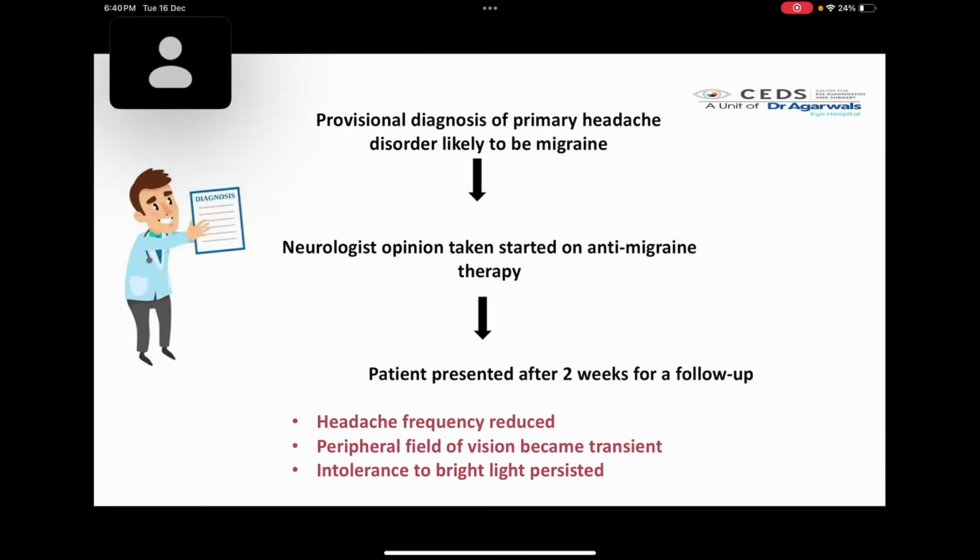I followed up with the patient. The patient arrived to the clinic after 2 weeks with the headache frequency reduced and the peripheral darkening having become very transient. However, there was a new symptom. Now she had started to develop photophobia. She would prefer to be indoors, switching off all the lights and doing nothing. It was really affecting her quality of life.